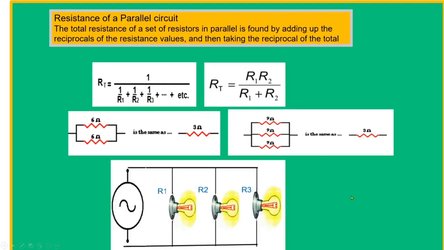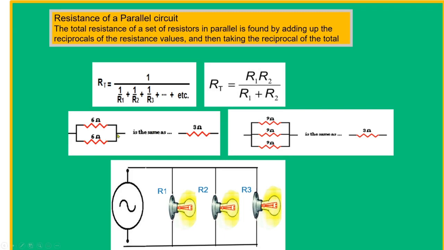Resistance of a parallel circuit. The total resistance of a set of resistors in parallel is found by adding up the reciprocal of each resistance value and then taking the reciprocal of the total. This is the formula of resistance in parallel, and this is the shortcut formula of resistance in parallel if you have 2 resistors.